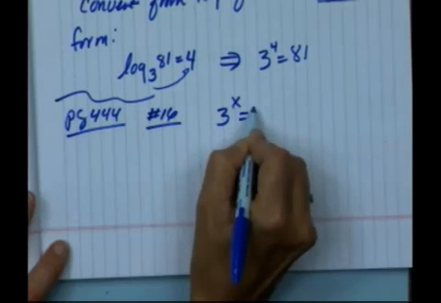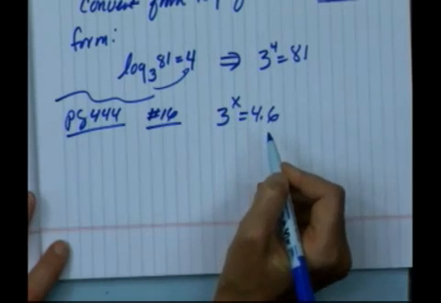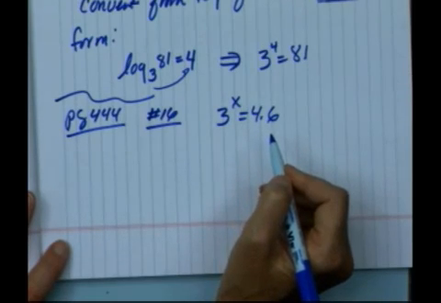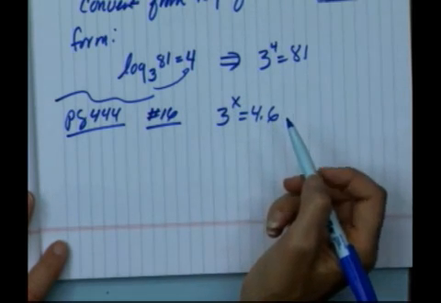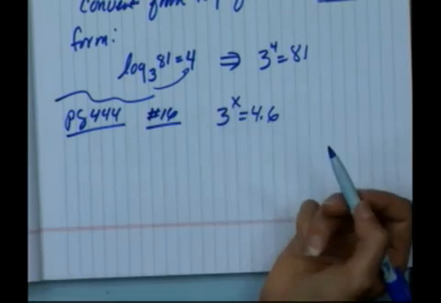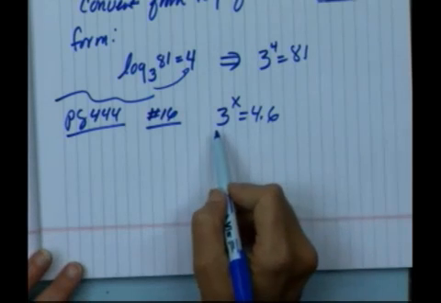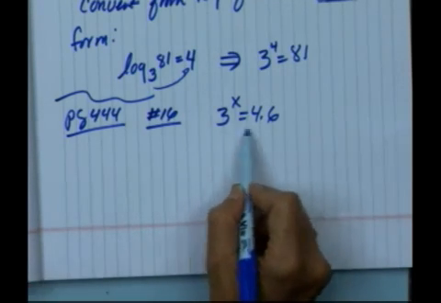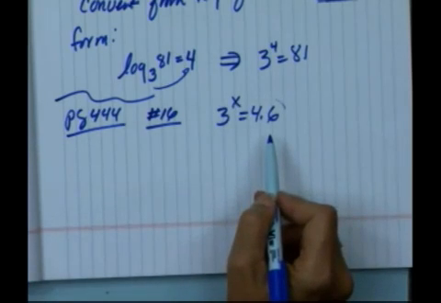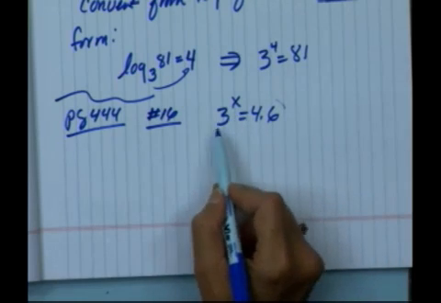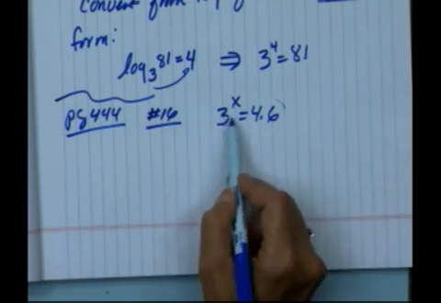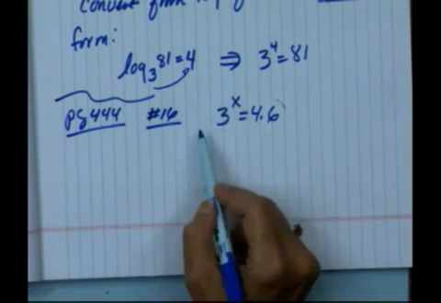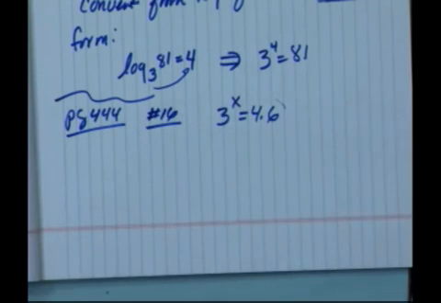3 to the x equals 4.6. It says change from exponential to logarithmic. Since there's an x right here, we're probably looking for a way to define what x is when we're changing this. I need you to verbalize it so I know you're getting it. This kind of equation is called an exponential equation. You don't see the word log there, so it can't possibly be logarithmic. You have a base with a variable exponent.